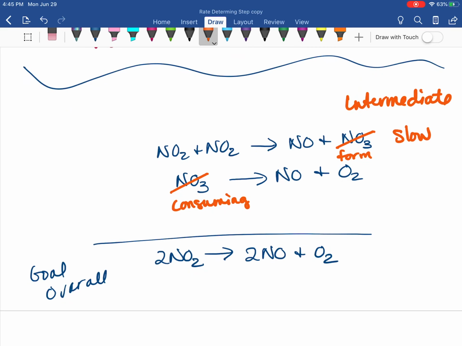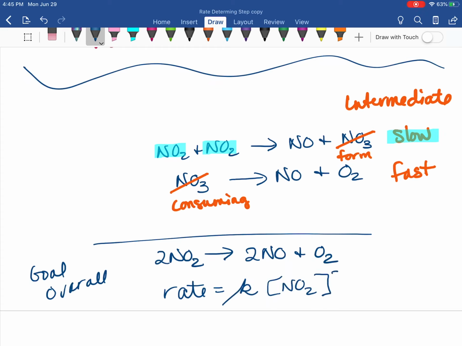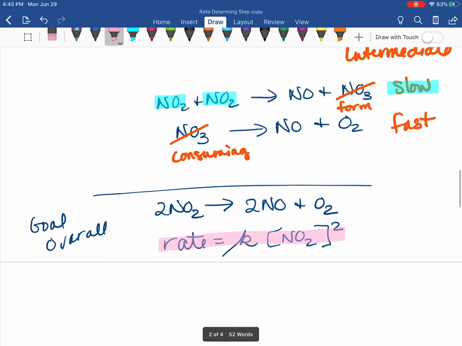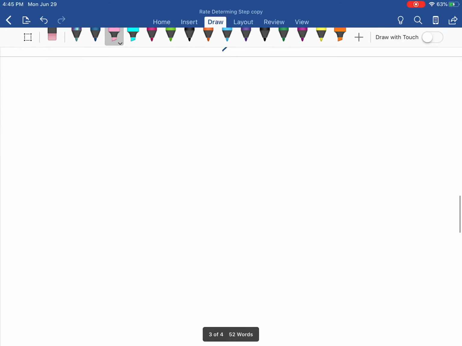So if I tell you this first one is slow, the second one is fast, could you write the rate law? Absolutely. Our rate law literally matches slow. So these two are in your rate law because that is your slow step. And we have 2 of them, so they have to collide. So that is your rate law. They have to match. Your slow step and your rate law match. Perfect. All right, now let's do it the opposite.